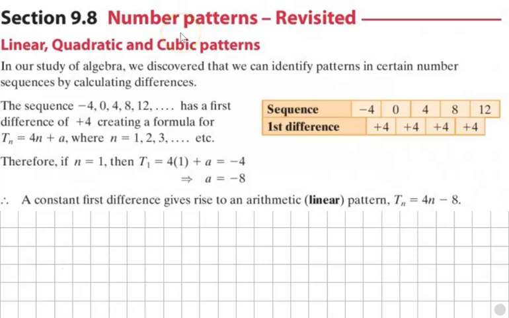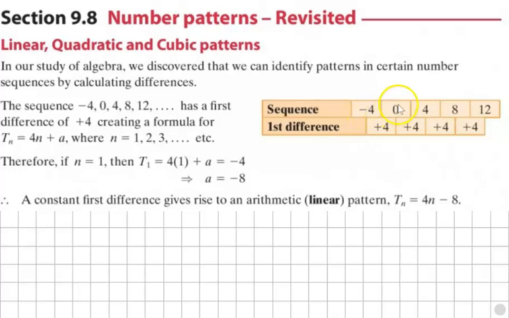Number patterns revisited. Linear, quadratic, and cubic patterns. In our study of algebra, we discovered that we can identify patterns in certain number sequences by calculating differences. The sequence -4, 0, 4, 8, 12, ... has a first difference of +4. So we can see our sequence is -4, 0, 4, 8, and 12.